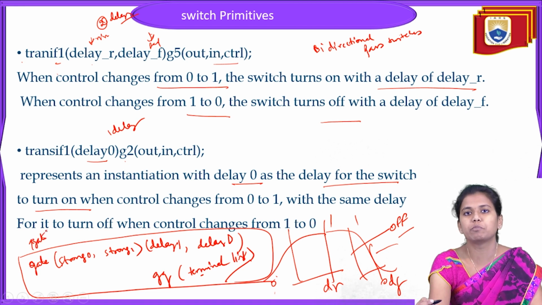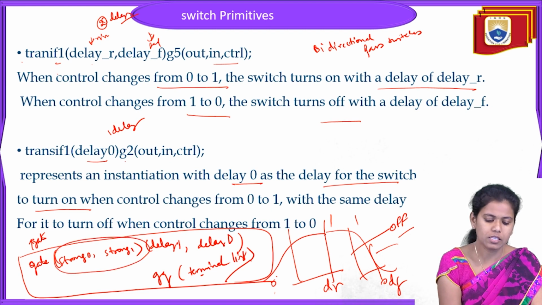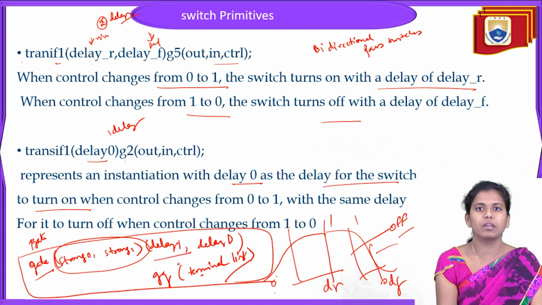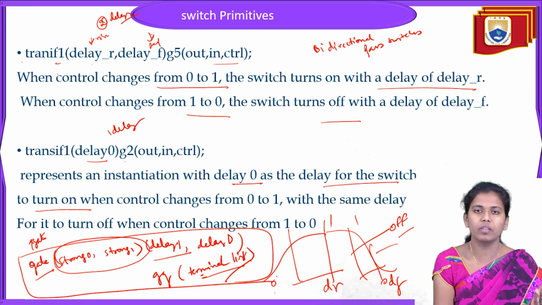But with respect to the switch primitives, remember that there is no need to represent the signal strength, only the particular gate. Okay, if it's a switch, NMOS switch, write down the NMOS switch, followed by the delays, and then immediately followed by the name of the instance, and then the terminal list. So this is all about the instantiation of the switches as well as the delays.